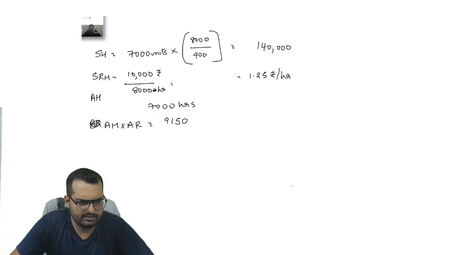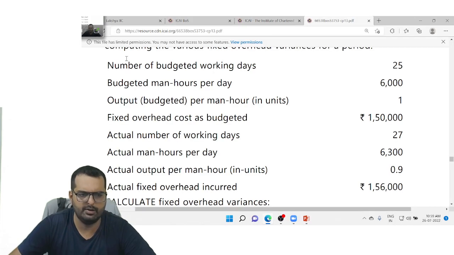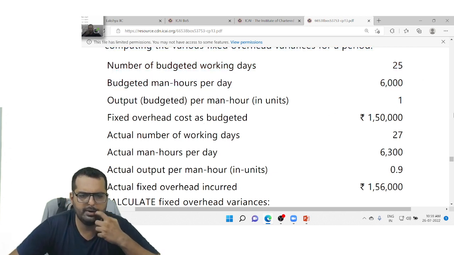Fine. Let's do it. I'll just write down the points. What we need is AO, SRU, AFOH, BFOH, AH, and SRH. This is what we need to find out, right? So here they have given the budgeted number of days, budgeted man hours per day, and output per man hour. Okay, so I think first we need to work this out. So I'll draw a table, particulars.